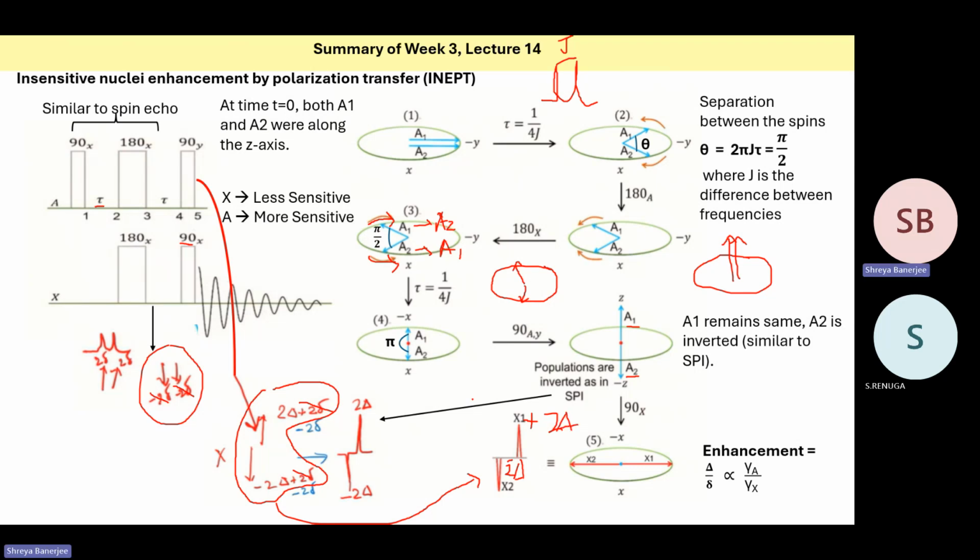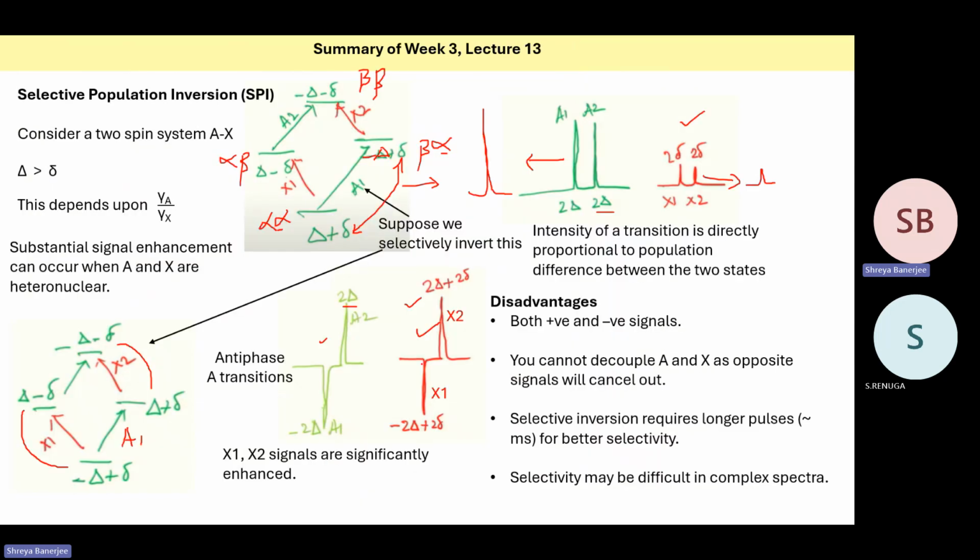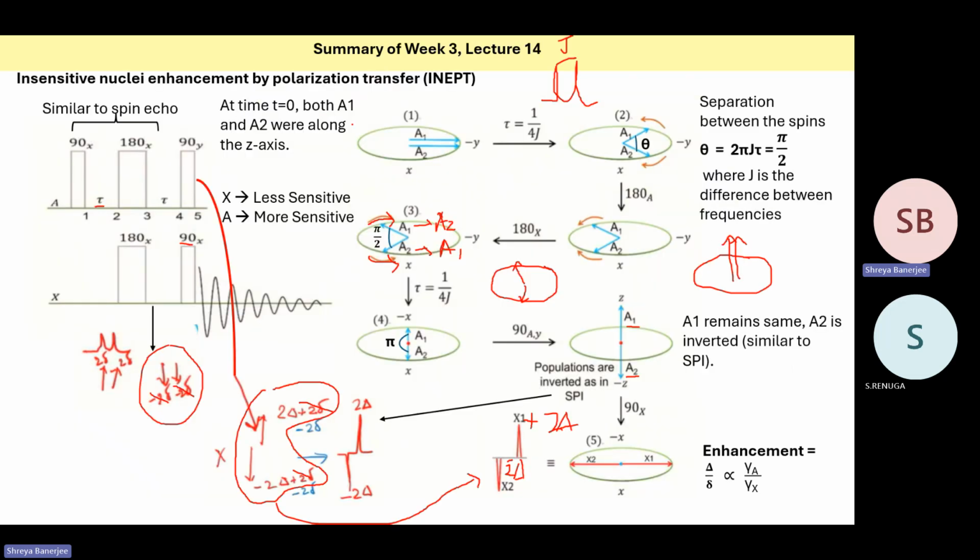So this is kind of a combination of spin echo and your population inversion. What is the advantage here is that your A signal remains the same. Whatever you got in population inversion in A is remaining the same. But the advantage is that in X, these two intensities were different. If you look at the intensity here and here, the X signal had different intensity. But after the INEPT process, the X signal also has the same intensity, both the X signals. So that is an advantage.